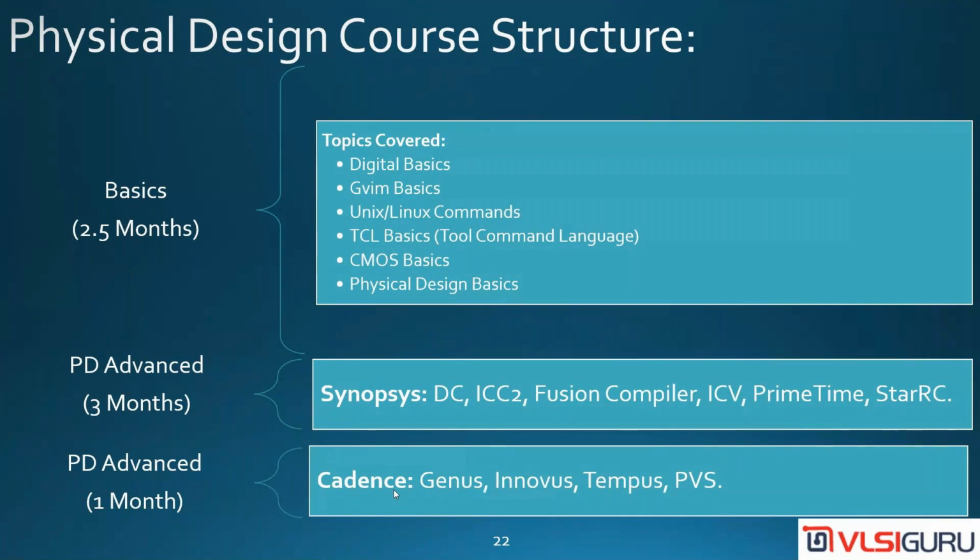Right? That is Cadence. Genus is for synthesis, Innovus is for physical design, Tempus is for timing sign off, and PVS is for physical verification. Same tools, right? Here ICV, PVS, PrimeTime, Tempus. So Fusion Compiler, Innovus, DC, Genus. If you want to do this course for 1 month separately, you have to pay separate fees for it. So basics plus advanced, the fees is already told to you. Cadence is separate.